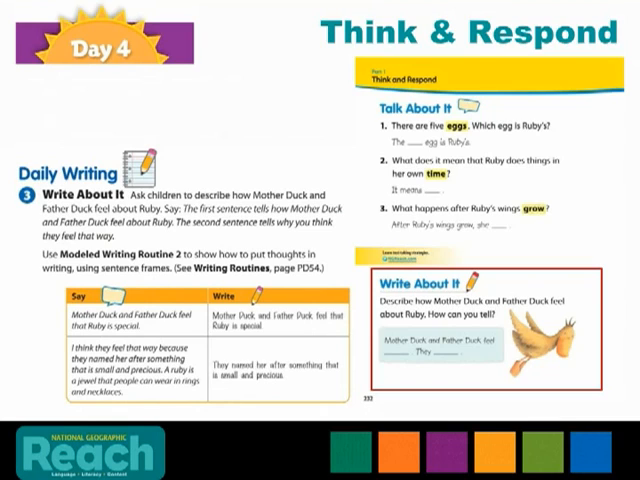Day 4's daily writing also uses the modeled writing routine, but this time, the writing assignment is built right into the student book in the Write About It section of the Think and Respond page.